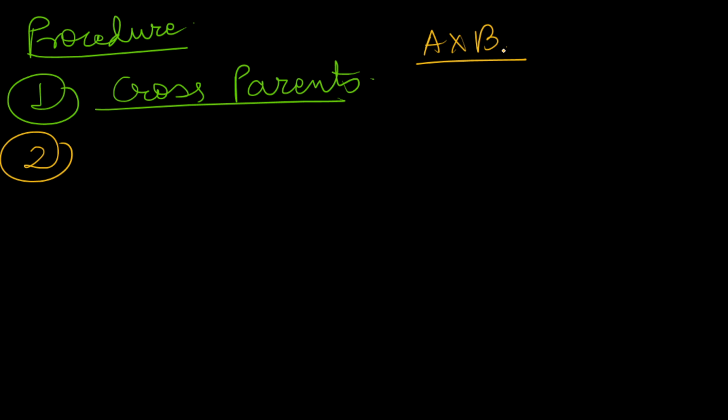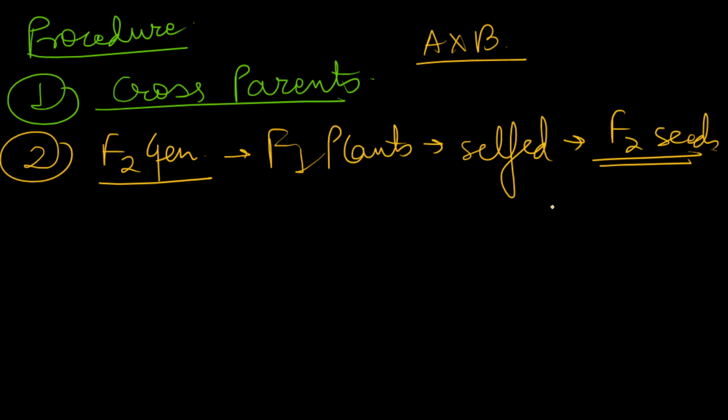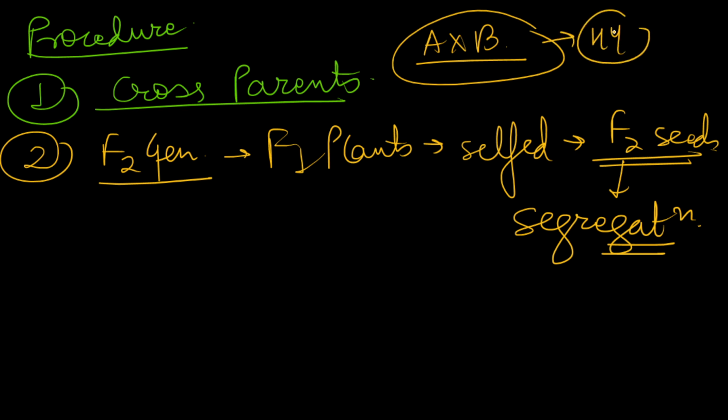Second, in the F2 generation, the F1 plants are selfed to produce F2 seeds. There will be a large F2 generation with us, and this F2 generation is allowed to segregate, and then we will select individual plants on the basis of the best phenotype. Suppose we are crossing for high yield, so we will look for plants with high yield, or high disease resistance, anything. We will select the plant on the basis of that phenotype.